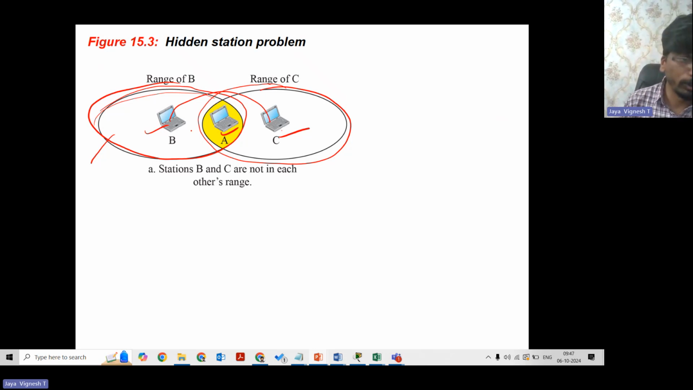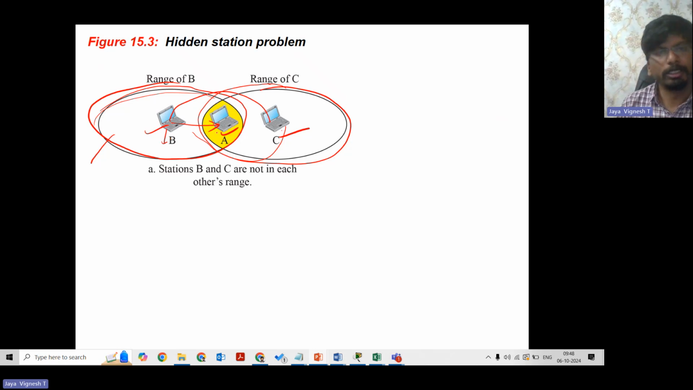What is interesting to note is that C is not within the communication range of B. So whatever B talks, C will not be able to hear. That's the literal meaning of it. Similarly, whatever C talks, B will not be able to hear. So when B tries to sense the channel at that frequency, it thinks that the medium is idle, and it could probably start, say, talking to A.